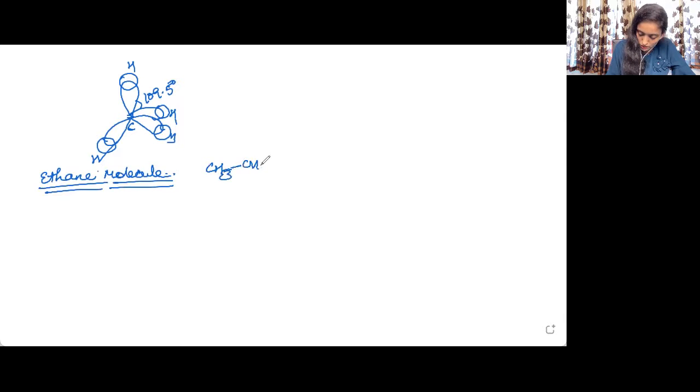Now, let us take the example of the ethane molecule. So it is CH3, CH3. Now here carbon is forming all single bonds. This means carbon will be sp3 hybridized. So both the carbon atoms are sp3 hybridized. Now in this case, let us consider this carbon. Now it is having 4 sp3 hybridized orbitals. So we can show the 4 orbitals like this.